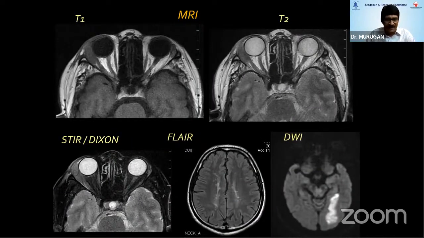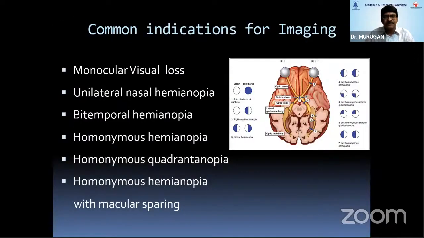You can look at the different contrasts, the T1, the T2, the STIR sequence, all of us are familiar. And now of late, there's a Dixon sequence, which is a very robust fat suppression sequence, especially for the orbit, to enhance or look at the optic nerves. Then we have the FLAIR sequence, which is excellent for demyelination. And of course, we also know about the diffusion sequence, which is a very quick sequence to detect infarct, much earlier than CT scan. It can pick up even a small brainstem infarct much earlier.